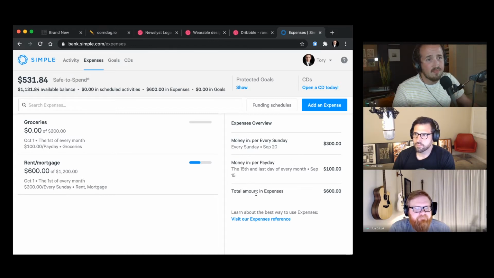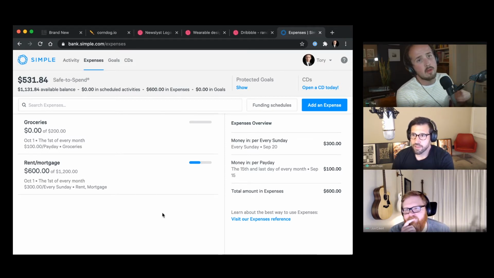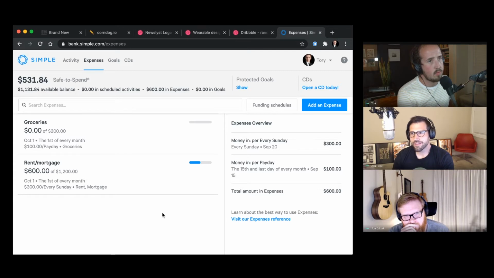And the whole funding schedule thing is very strange to me, and I guess I get it, but I feel like there's got to be a way to simplify that so you don't have to set up separate things. I've never seen any other app that does this whole funding schedules thing. So maybe there is, but it feels really weird to me. And even the copy, like you're saying, it doesn't sound quite right. "Money in per every Sunday."